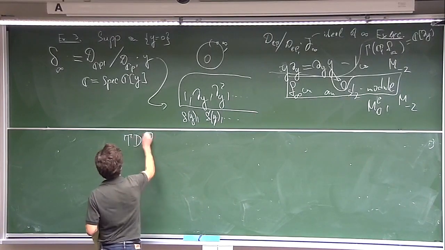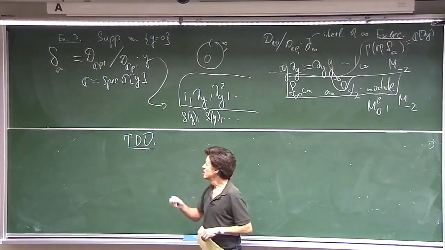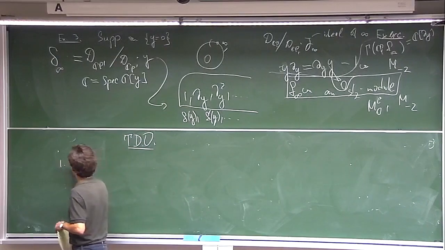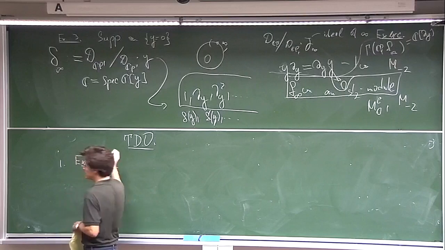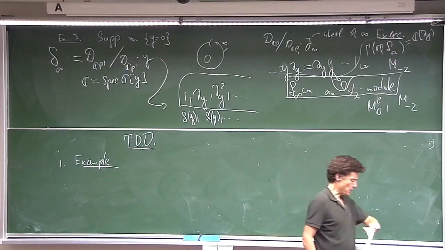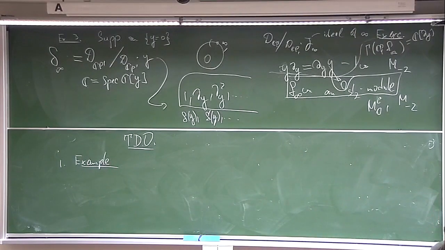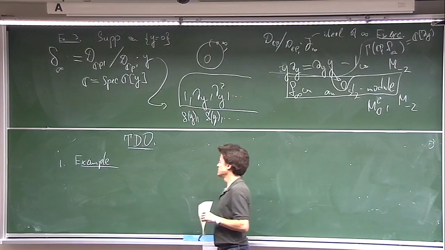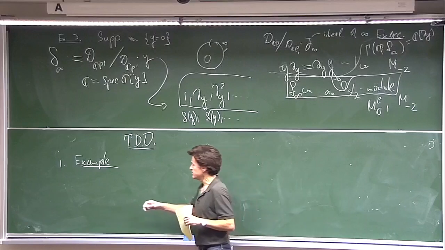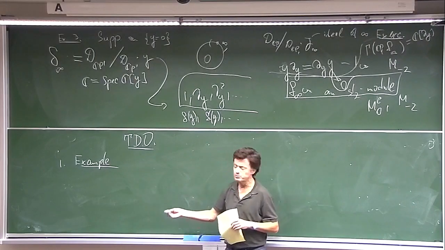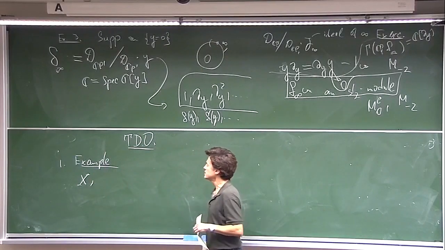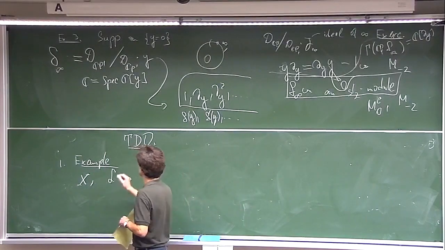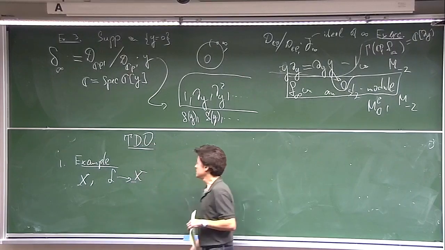So, twisted differential operators. To give you a hint, I will start with an example, exactly the example I've just considered. It's an example of the following obvious general picture. So X is a smooth variety.